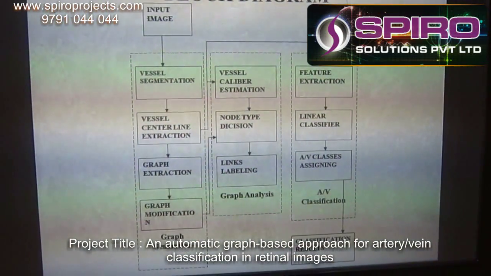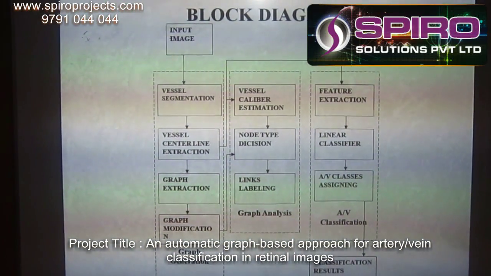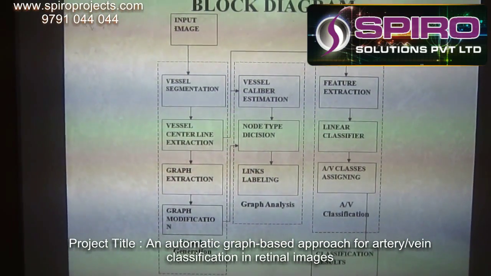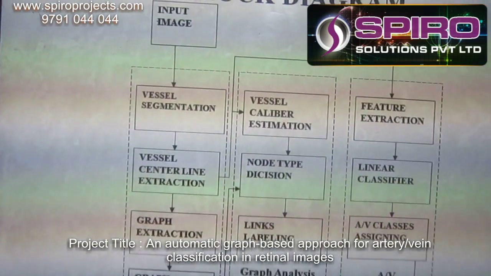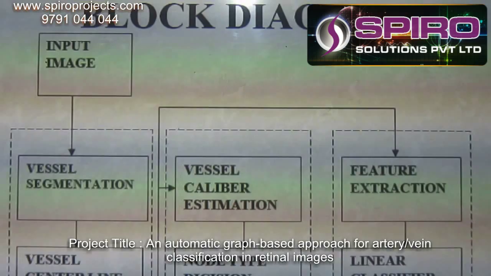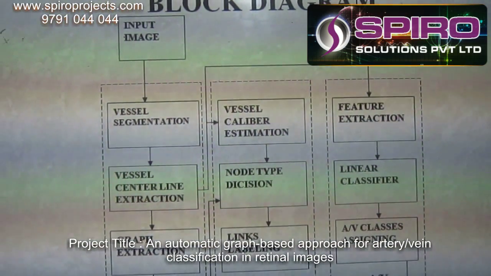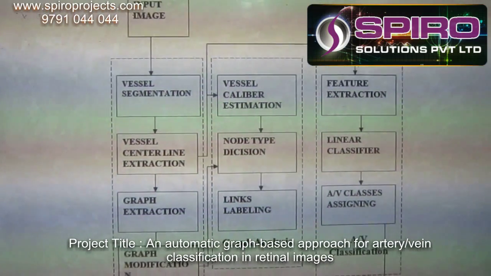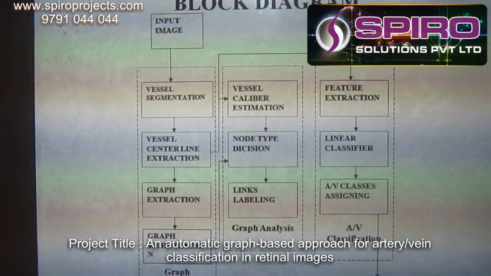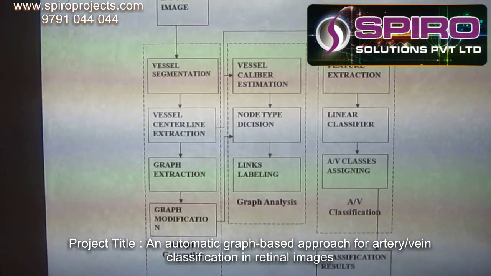This is the block diagram of our project. We have to get the input image of the eye, that is, the retina, and then we have to generate a graph based on vessel segmentation and graph modifications. Then the generated graph is given to the node type decision, and also the vessel center line extraction is given to the vessel caliber estimation.